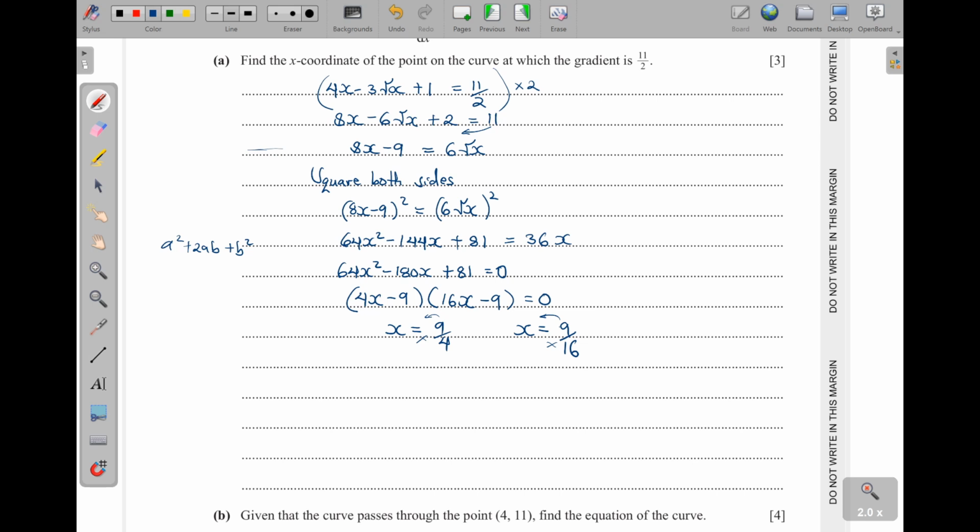Now, find the x-coordinate of the point on the curve at which the gradient is 11 over 2. We have gotten two x-coordinates, 9 over 16 and 9 over 4. But one of them has to be wrong because they said the x-coordinate, it has to be 1. Now we check.